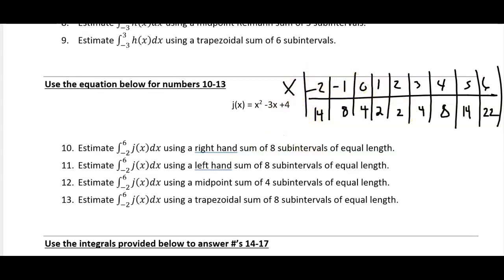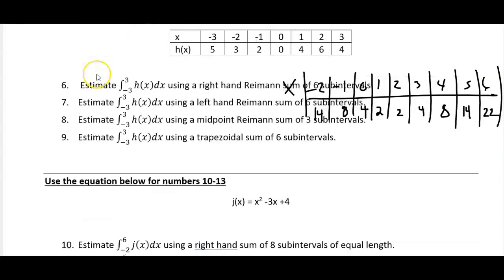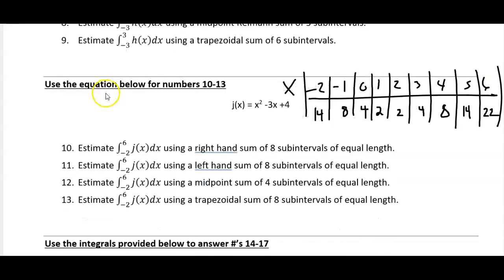All right. After you have created your table, it becomes just like the last problem. I'll go ahead and go through it again here, but you don't have to watch this again if you already know how to do what we did up here on 6 through 9, because at this point it would just be repetitive. But just in case, you might want to watch, especially for the midpoint one, but we'll see.